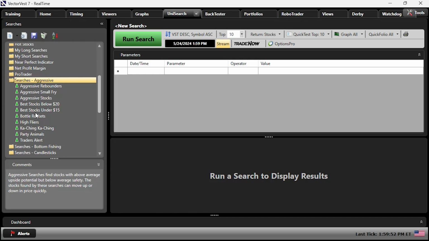And again, there's a lot of different ways to find aggressive stocks, but I'm going to start with just plain Jane, simple application of just looking at the aggressive folder in the system.